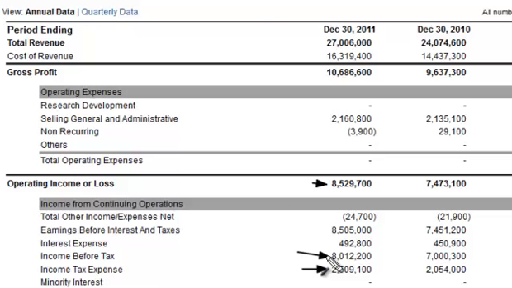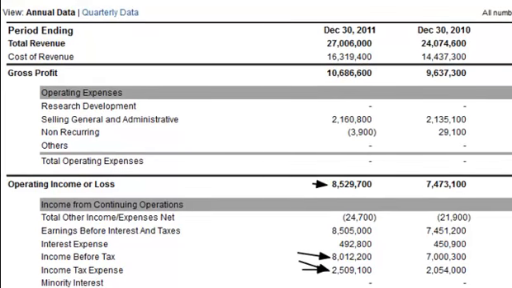And if it's an obvious, blatant, ridiculous number, such as in this case, if this was $8 billion of income before taxes, and then down here you see an income tax expense of negative $3 billion, there's obviously a problem there.